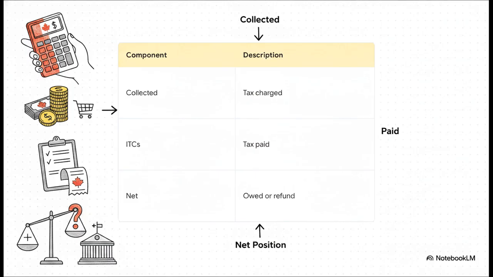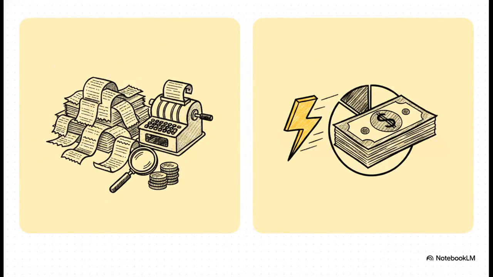And finally, your net position. That's just what you collected minus what you paid, and it tells you exactly what you owe the government, or hey, what they owe you as a refund. But before we move on, it is absolutely vital to know your specific filing context. Are you using the regular method where you track the actual GST/HST paid for your ITCs, or are you on the quick method, remitting a fixed rate based on your revenue? Your outputs are going to look totally different depending on this, so always review your numbers through the lens of the filing method you are actually using.